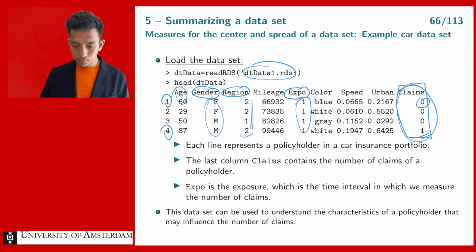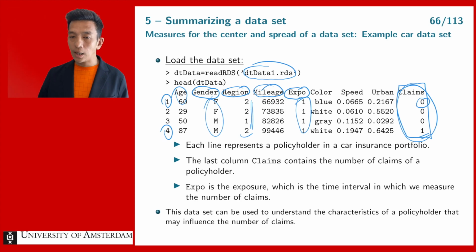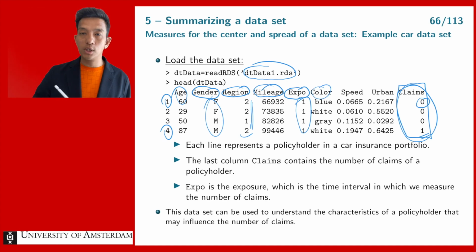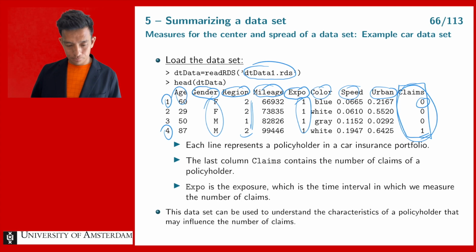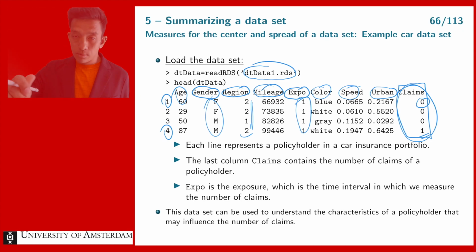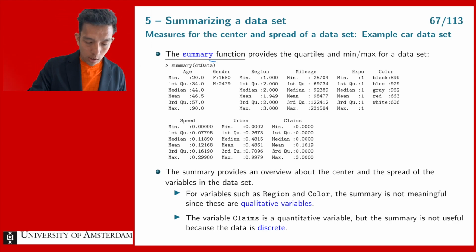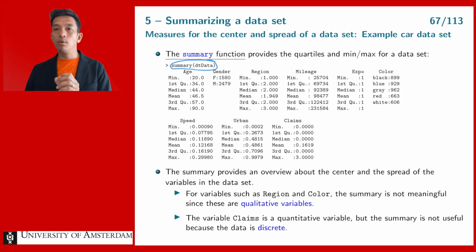We have like mileage. That's a variable that is a continuous variable indicating how far, how much someone drives. We have the color, which is again a categorical variable, the speed, and urban, which indicates like if you are living in a more urban or a more rural region. We're going to look at the different variables separately. So for example, we can make a summary of the variables in our data set.